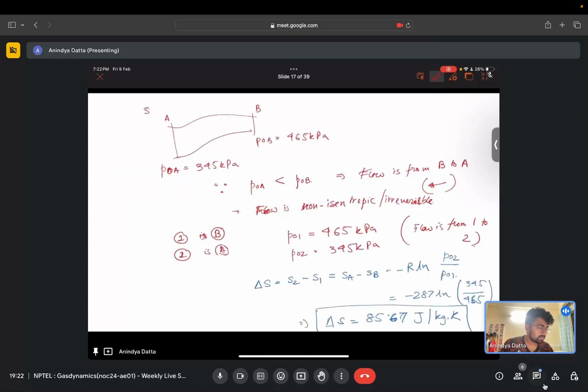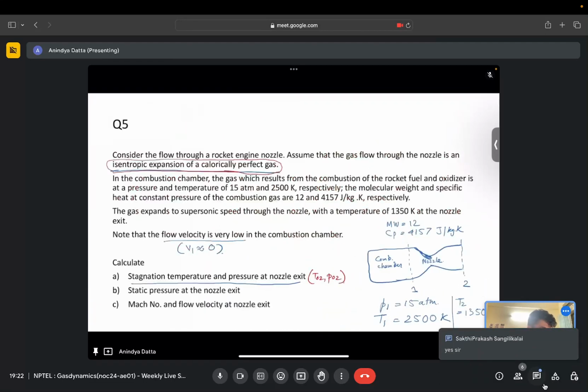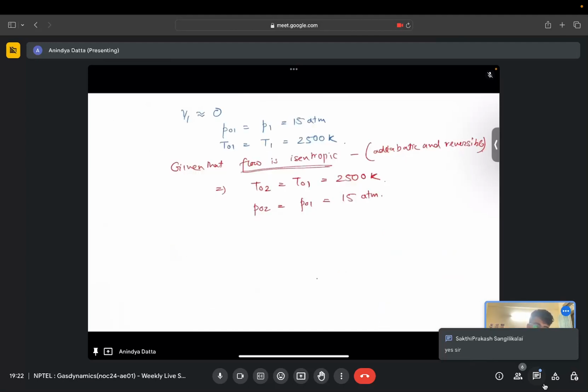Is that clear? Let me go back to this formula, the last equation. If S2 minus S1 is 0, then P02 is equal to P01. So if the flow is isentropic, both the stagnation temperature and the stagnation pressure stay constant, they don't change between two state points. Okay, it's clear.